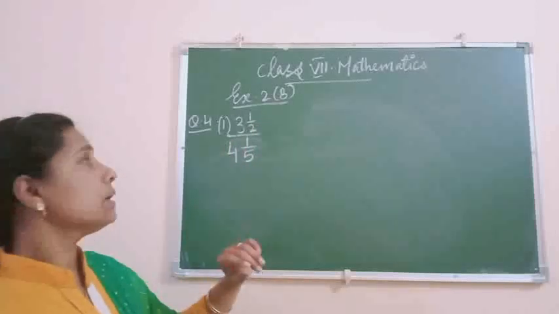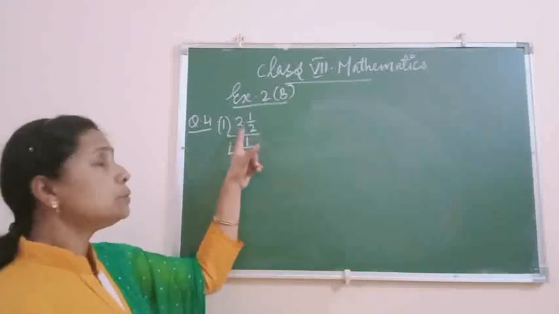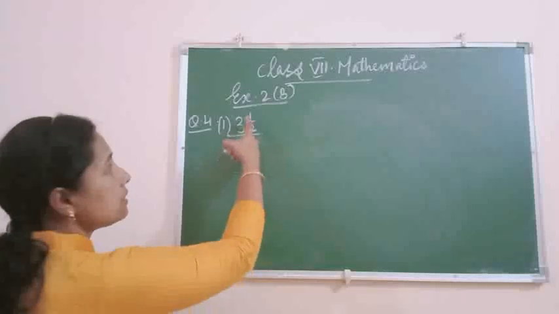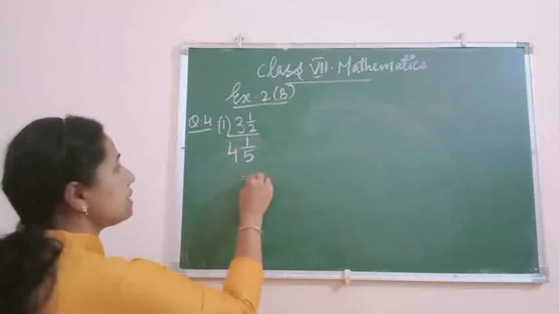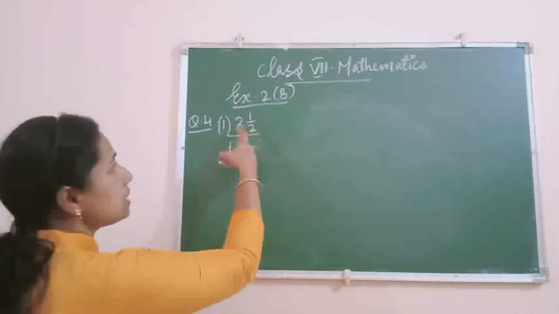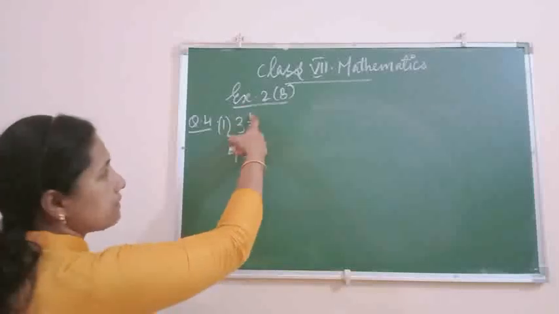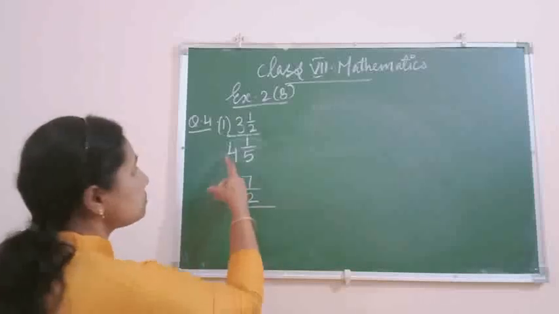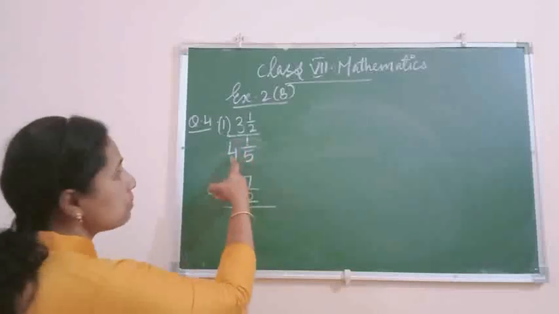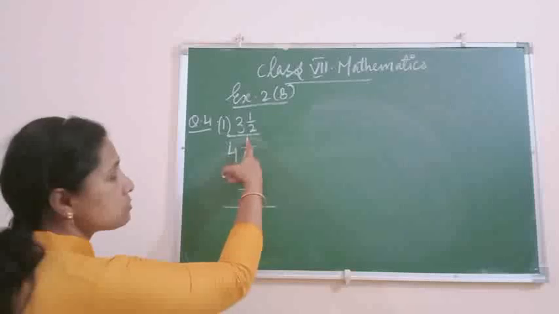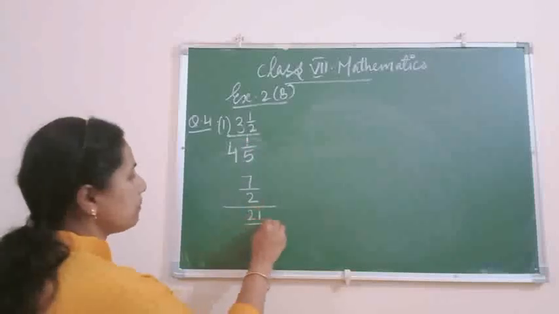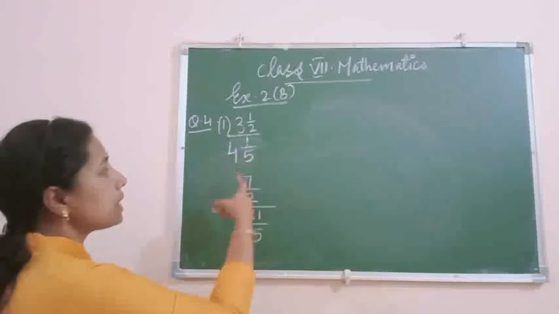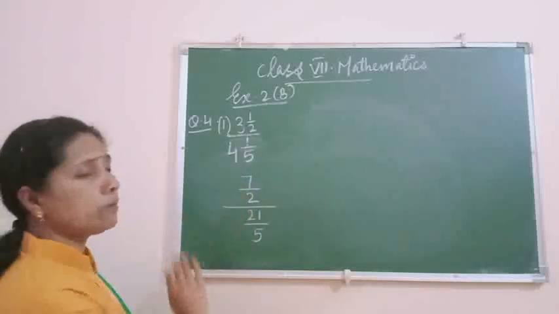So first of all, you have to convert the numerator into an improper fraction. So we are writing first 3 1/2 means 7 upon 2. That is 3 into 2 is 6, 6 plus 1 is 7, and the denominator 2 will come. Then upon 4 1/5 means 4 into 5 is 20, 20 plus 1 is 21, upon 5. In this step we converted both numerator and denominator into improper fractions.